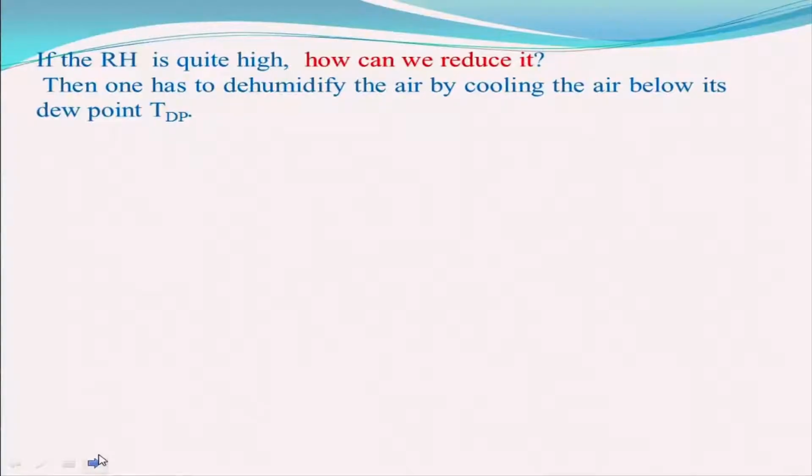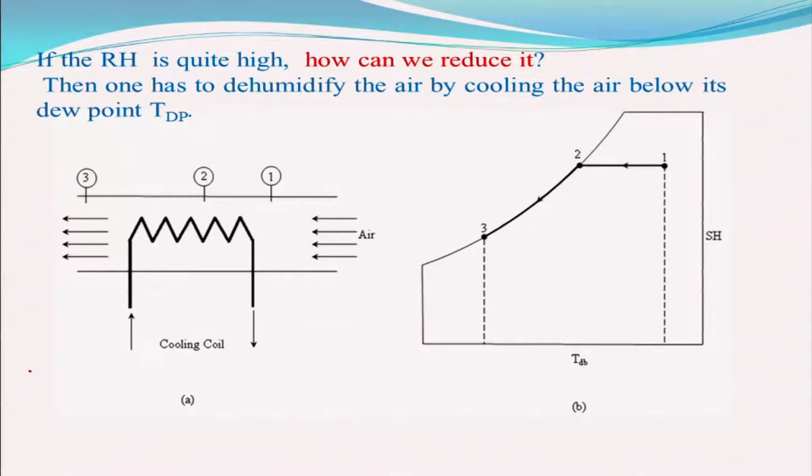So what will happen? How can we reduce that? It's a very simple answer that I already told you: we can dehumidify air by cooling the air below its dew point temperature. So you can think of using a cooling coil here, with a low temperature on one side and a high temperature on the other. You are here, and when you cool it, you will come to this point, that is your dew point.